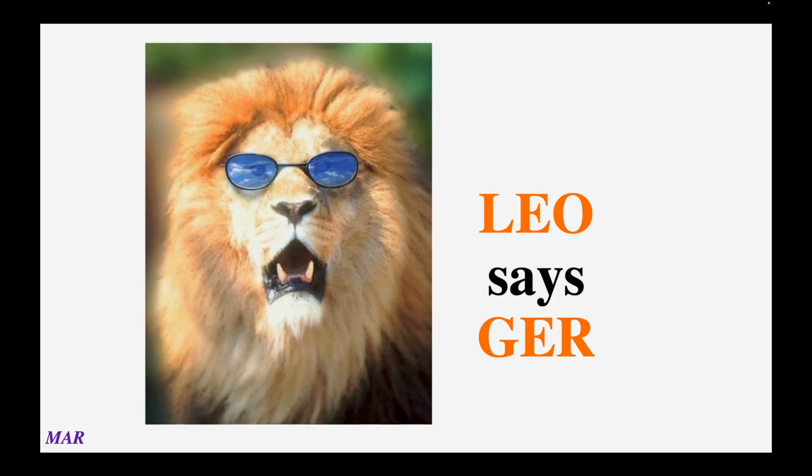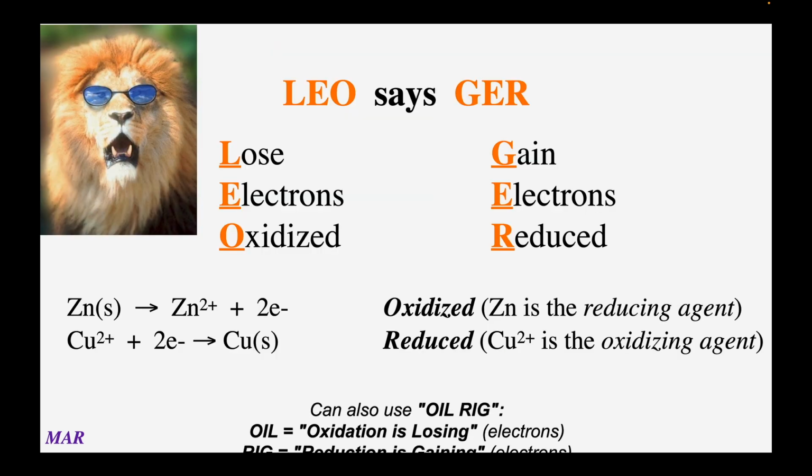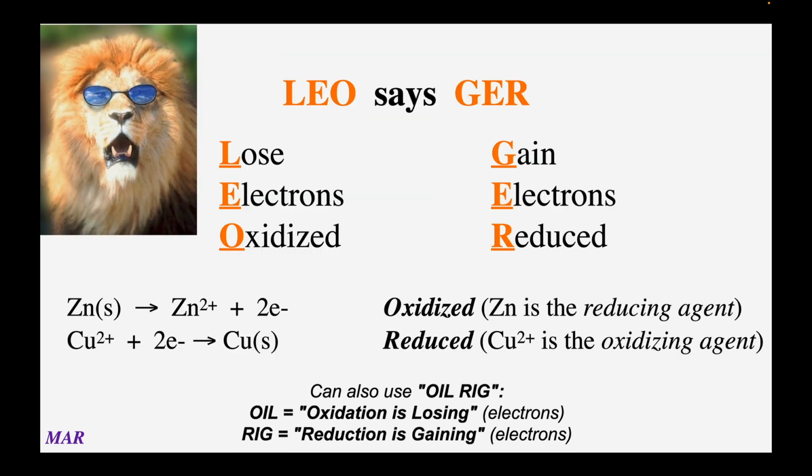Have I introduced you to my friend Leo the lion? And Leo the lion says, "Grr!" And no, your instructor has not completely lost it, probably partially, but not completely anyway. This is an acronym. Leo says GER. Leo stands for lose electrons oxidized, and GER stands for gain electrons reduced.